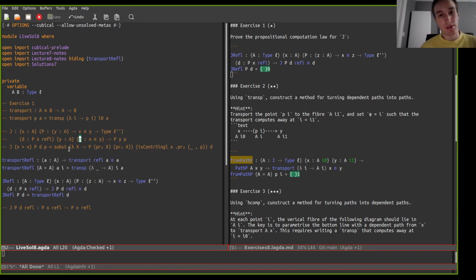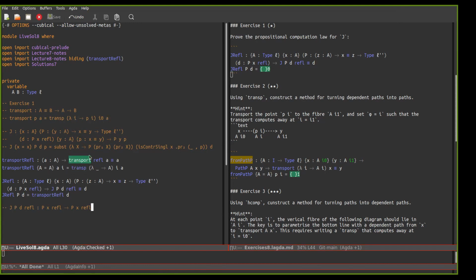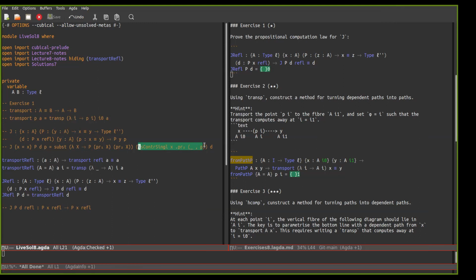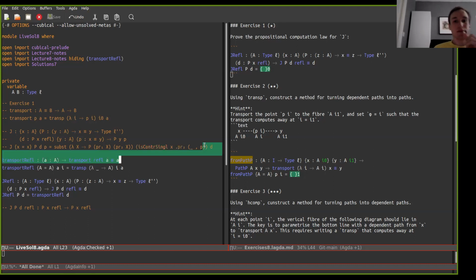But this is Raffle, right? So you're substituting, but it's not a substitution along the path. It's a substitution along contour single something. I assume the answer is that when you put Raffle in P there, then contour single will be definitionally equal to REFL. Yeah, you'd expect that. Exactly, I think it boils down to that. And then you can use transport REFL.